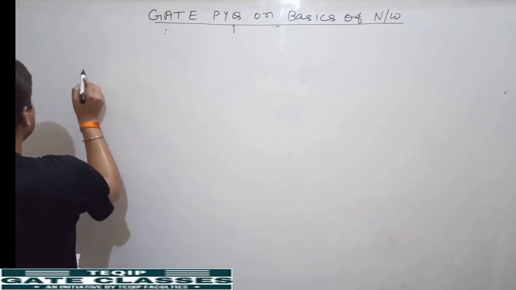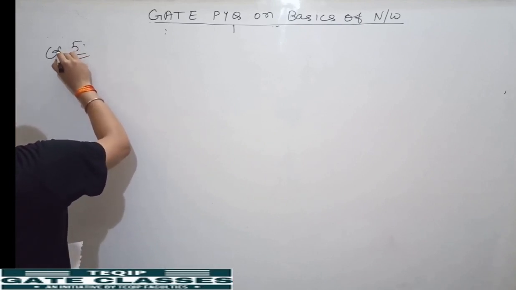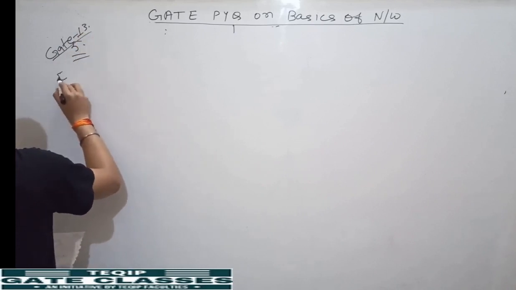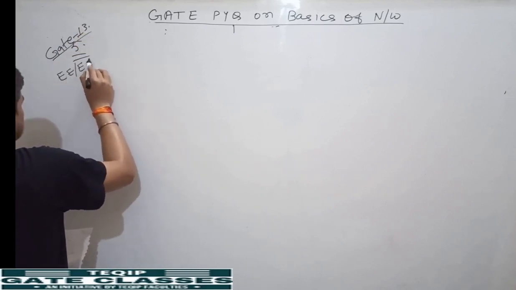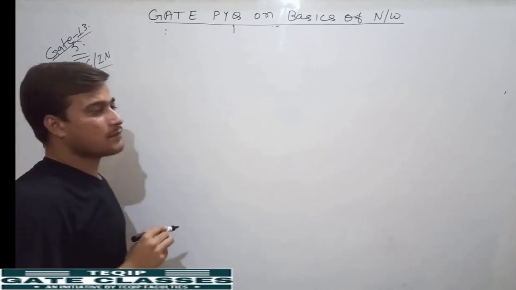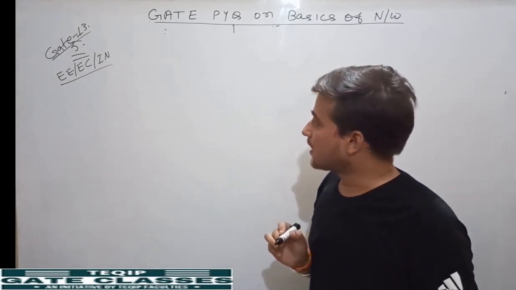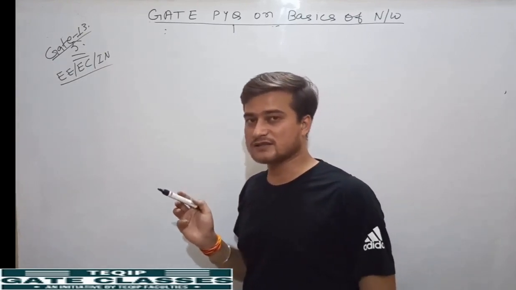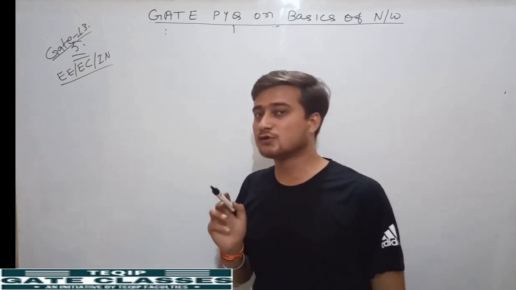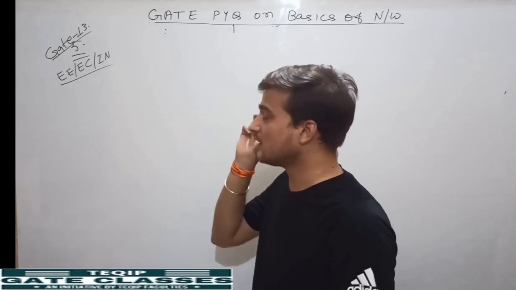Question number 5, asked in GATE 2013 in electronics instrumentation. The paper for network theory was common for electronics, communication and instrumentation engineering in the years 2012 and 2013. So this question was asked in all three branches.